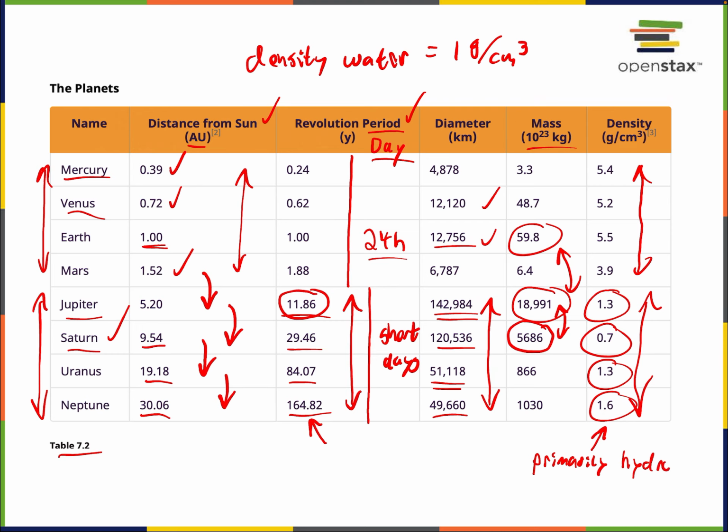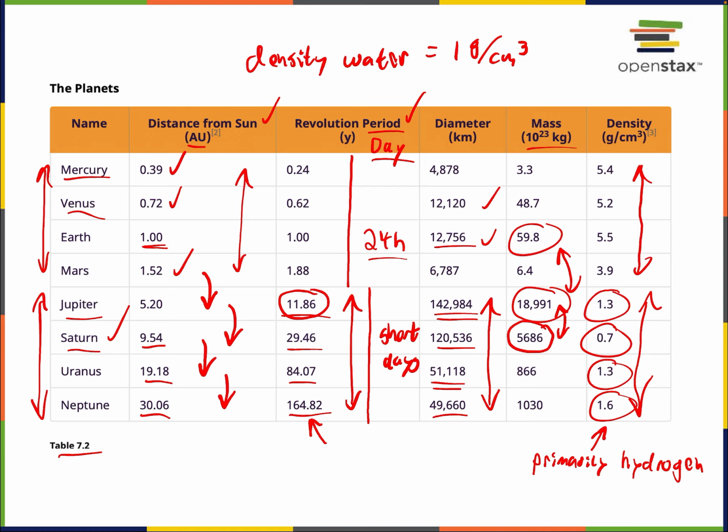Primarily hydrogen. All right? So yes, there are other elements, the next most common being helium, but hydrogen is by far the most common element in the universe, the most common element in the sun, so we shouldn't be surprised to see it in high concentration in these gas giants.